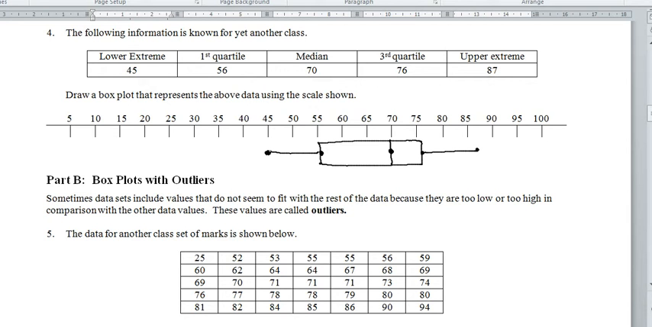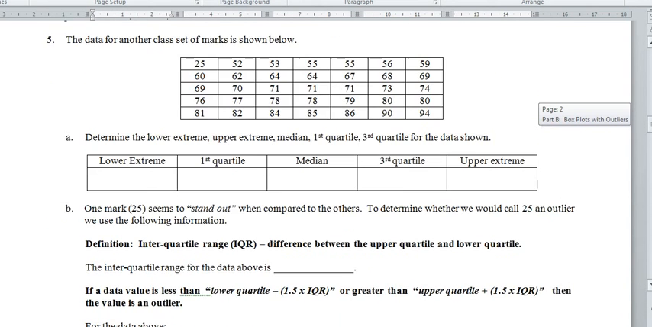Sometimes data sets include values that do not seem to fit with the rest of the data because they are too low or too high in comparison with the other data values. These values are called outliers. The data for another set of class marks is shown below. Determine the lower extreme, the upper extreme, the median, the first quartile, the third quartile, and so on.